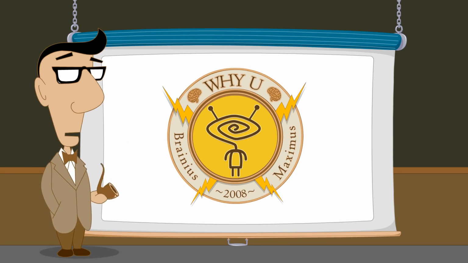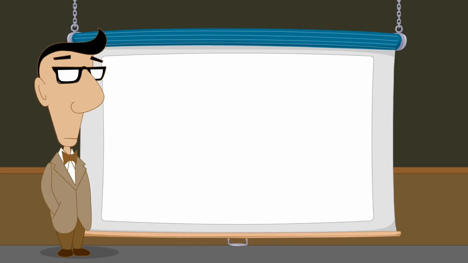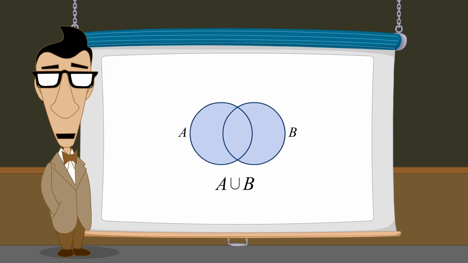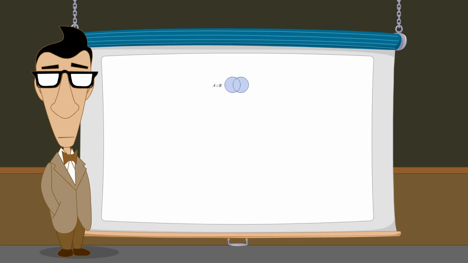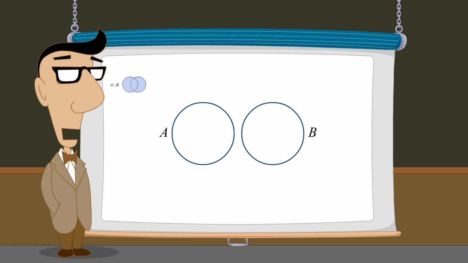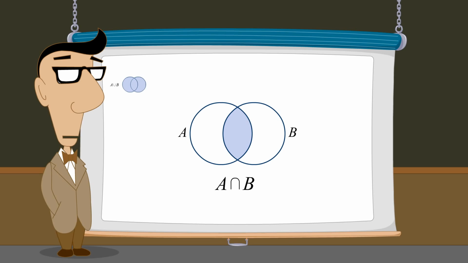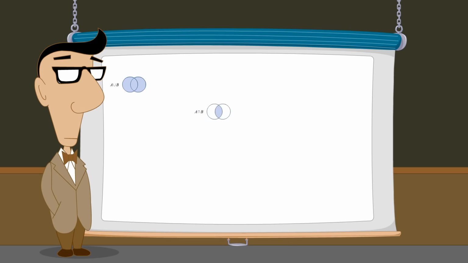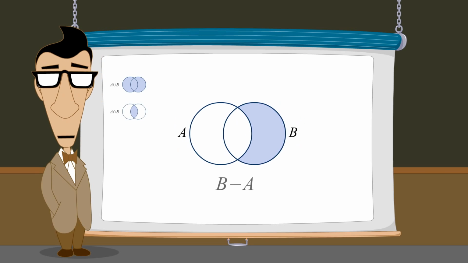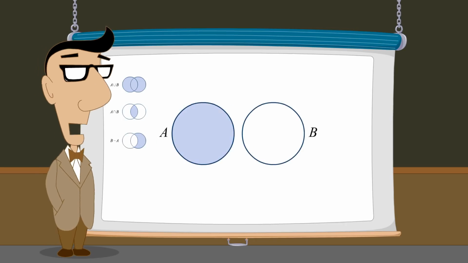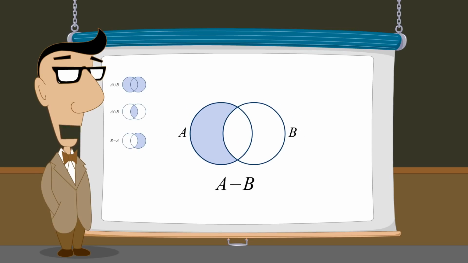We have discussed several operations which create new sets by combining sets in various ways. The union of sets contains all elements which are members of either set. The intersection of sets contains only elements which are members of both sets. The relative complement of A and B contains all elements which are members of B but not A. And the relative complement of B in A contains all elements which are members of A but not B.